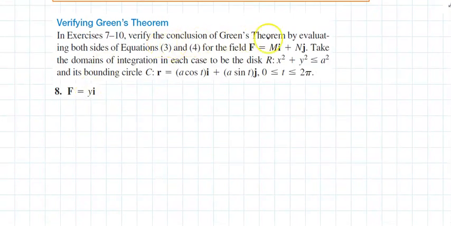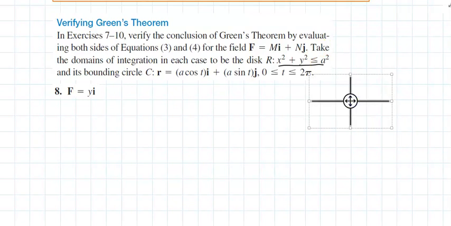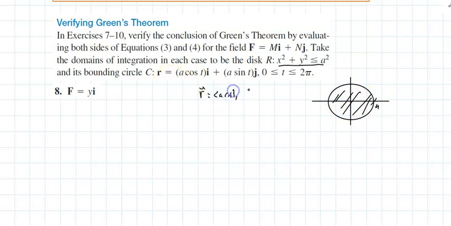It says verify Green's theorem on equations 3 and 4, taking the domain of each. We did something like that on number 30 in 16.2. So that's a circle, and we want all of that. This is the diameter, A. Let's see how this works. There's R, and t varies between 0 and 2 pi.